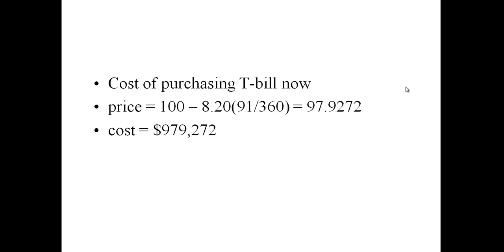All right, the first thing we do is work out what the price of purchasing those T-bills is now. The price is determined by this formula: 100 minus the discount times 91 over 360, since these are 91-day T-bills, which equals 97.9272 per $100 par value. Since you're buying $1 million worth, it would cost you $979,272. So keep this in mind. This is the price that you would pay if you could purchase the T-bills right now, but you can't because you haven't made the sale, so you don't actually have the money in hand.